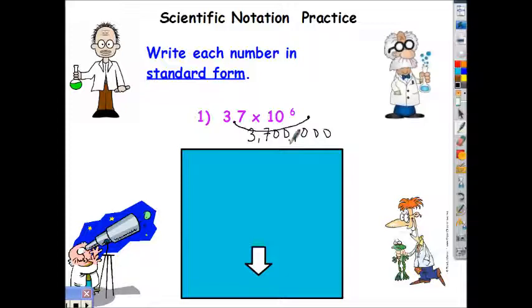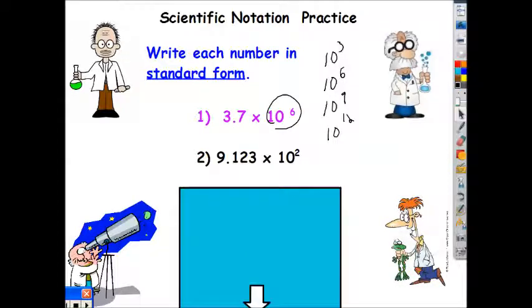But this also should make sense to you, because hopefully you know that 10 to the third is 1,000, 10 to the 6th is 1,000,000, 10 to the 9th is 1,000,000,000, and 10 to the 12th is 1,000,000,000,000. So this is a million. So if it was 3 times 1,000,000, that'd be 3,000,000. So 3.7 times 1,000,000 is 3.7 million.